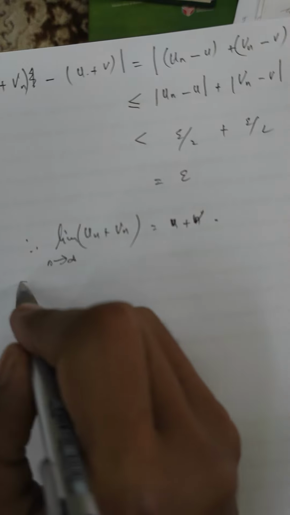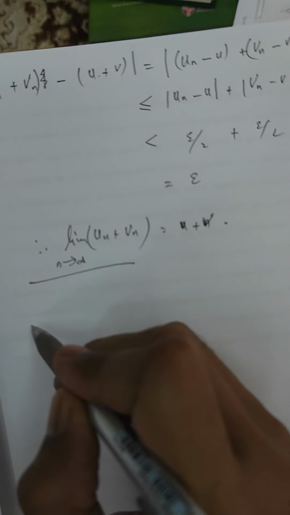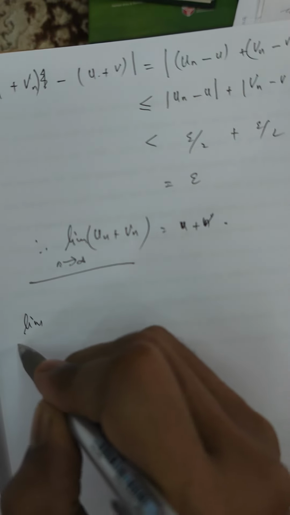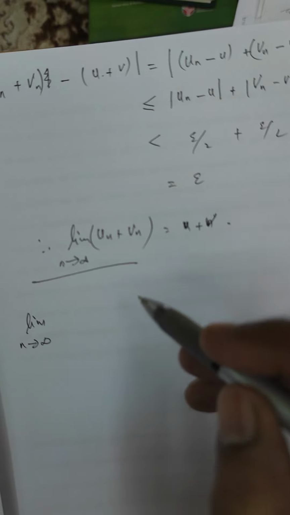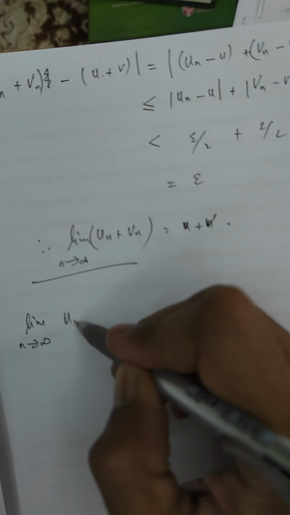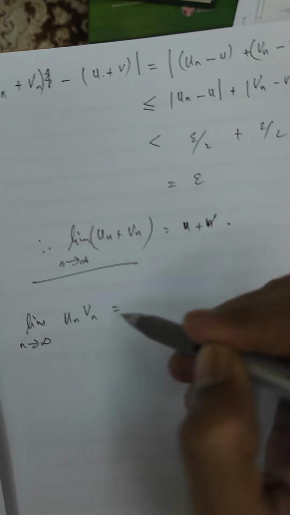Now, for the negative, you can do that. You can also prove the second part. I give you the idea for the second part. We want to prove the limit as n goes to infinity of un vn is equal to uv.